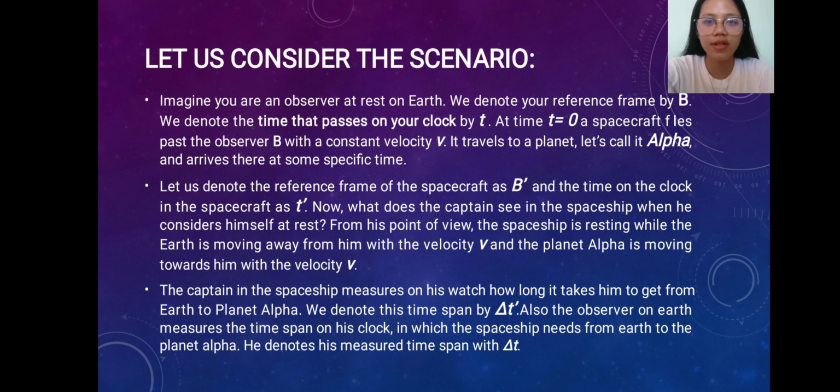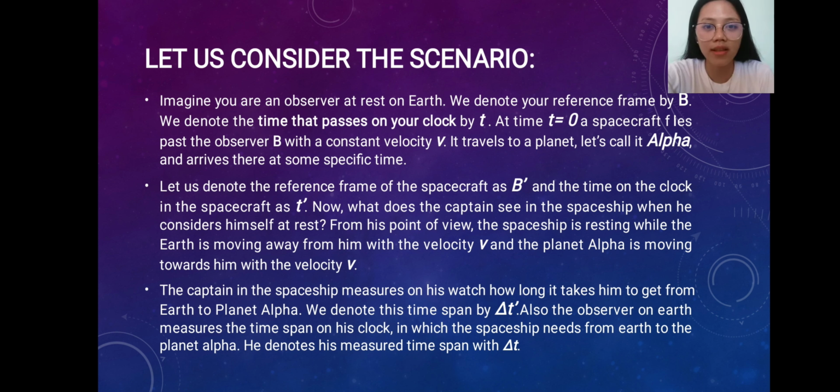Now that we understand what a reference frame is, let's proceed to derive the length contraction formula from time dilation. Imagine you are an observer at rest on Earth. We denote your reference frame by B. We denote the time that passes on your clock by T. At time T equals 0, a spacecraft flies past the observer B with a constant velocity v.